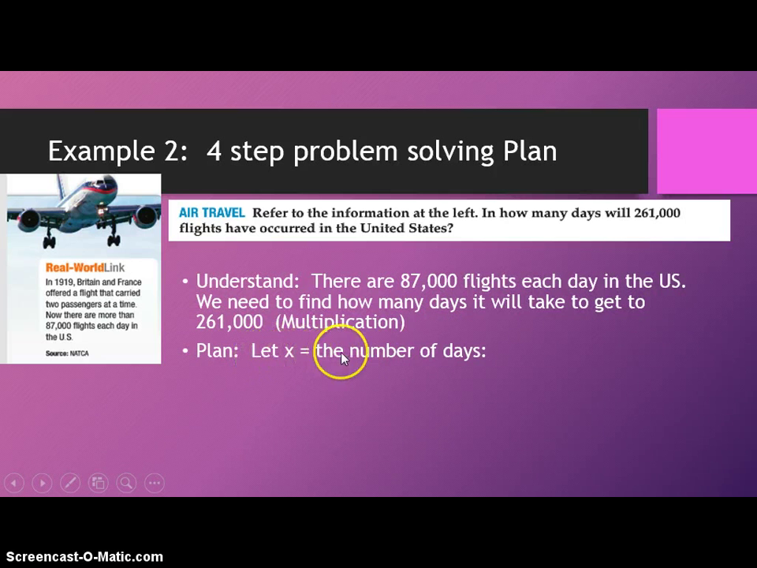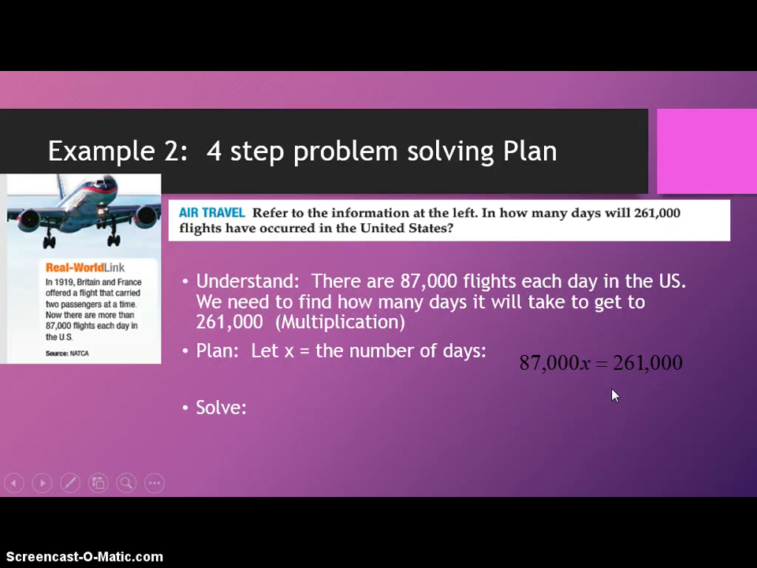I'm going to say let x equal the number of days. You could use d for days. It really doesn't matter. Okay. And that looks like this. So I know that 87,000 times a certain number of days will give me a total number of flights. I want that total to be 261,000.